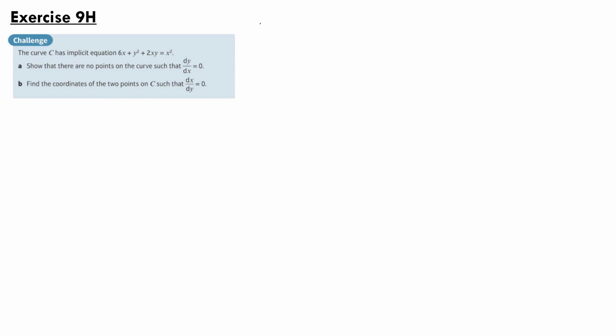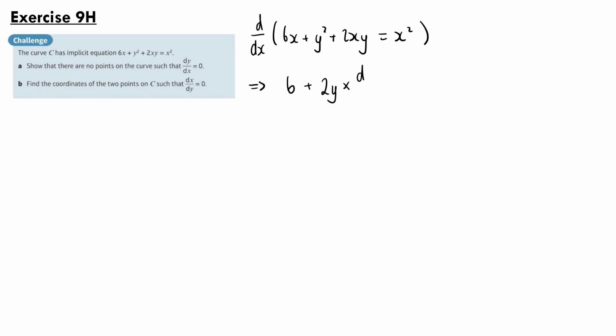So taking the derivative of both sides of the equation will give us, on the left hand side, that's just 6. Then to differentiate something squared, it's going to be 2 times that something to the power of 1, or just 2y here. And then we need to times by the derivative of the inside, which is y, so dy by dx.